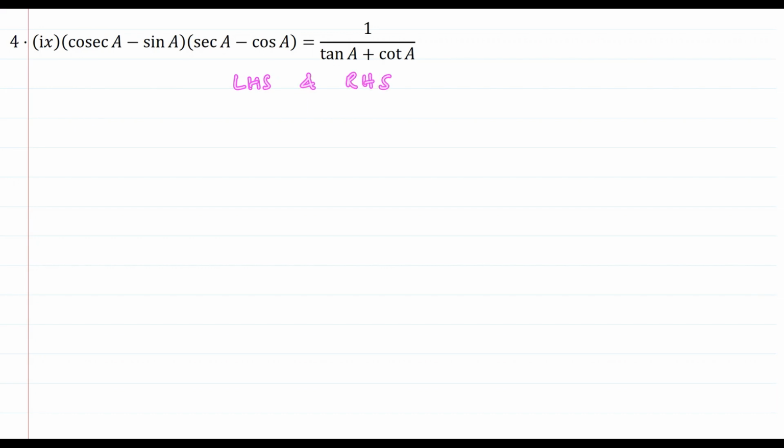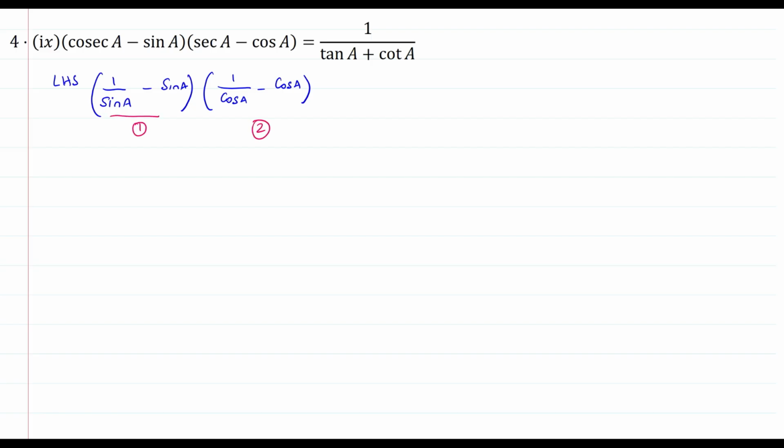First, let's take LHS. What we do is, in place of cosecant and secant, we write them in terms of sine and cos. Therefore, the next step will be cosecant can be written as 1 by sin A minus sin A. Secant is written as 1 by cos A minus cos A. Now we take LCM. This is one term, this is another term. As we have minus sign here, we cannot join them.